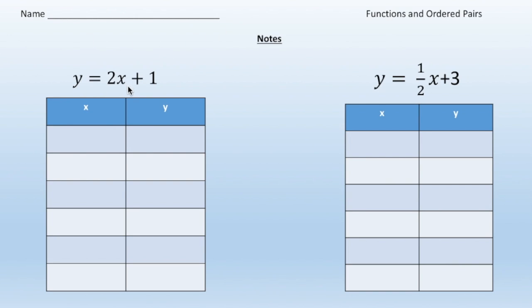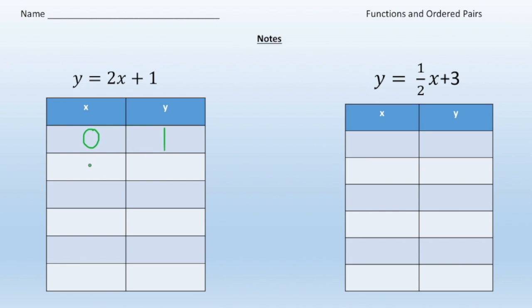All right, so what we want to do is create a list of domain and range values that make this equation true. I like to always use the first x value of 0. So you take that 0 and substitute it in for the x. So 2 times 0 is 0 plus 1 is 1. So when the x value is 0, y equals 1.